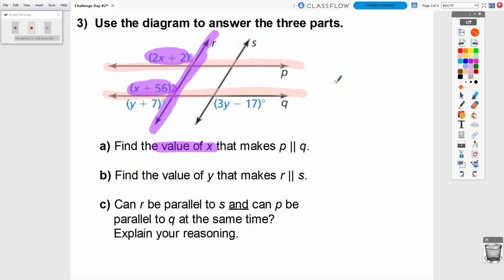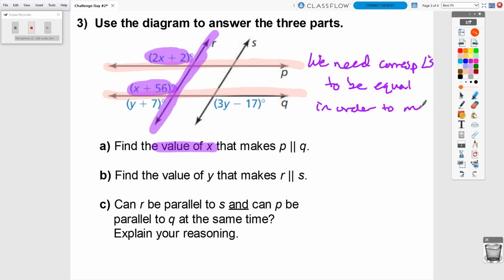Okay? So what I really am concluding here is we need corresponding angles to be equal or congruent in order to make P parallel to Q. Okay, that's what I'm thinking in my mind. You don't have to write that down, but if you want to write it down, like on a quiz or a test, hey, that's awesome that you are illustrating to me that you really understand that concept.